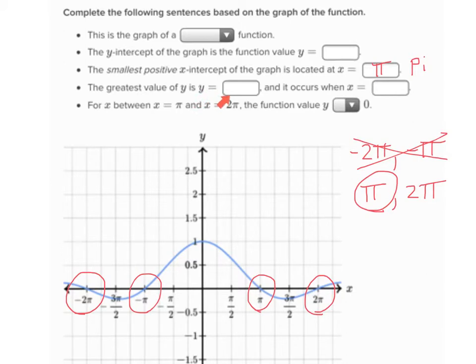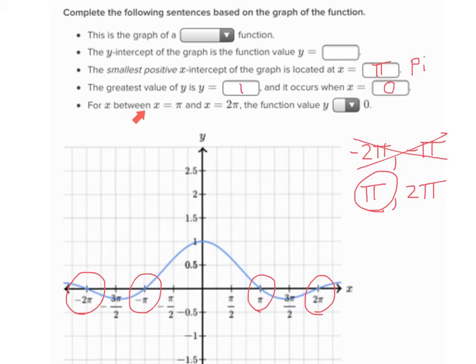The greatest value of y is, y equals what? Yeah, where does the maximum happen? It happens right here. That's the maximum of the whole graph, and that's at 1. So it's 1. And it says, and it occurs when x equals what? 0. Good. So when x is 0, y is up here at what? 1. So when x equals 0, y is at its max.